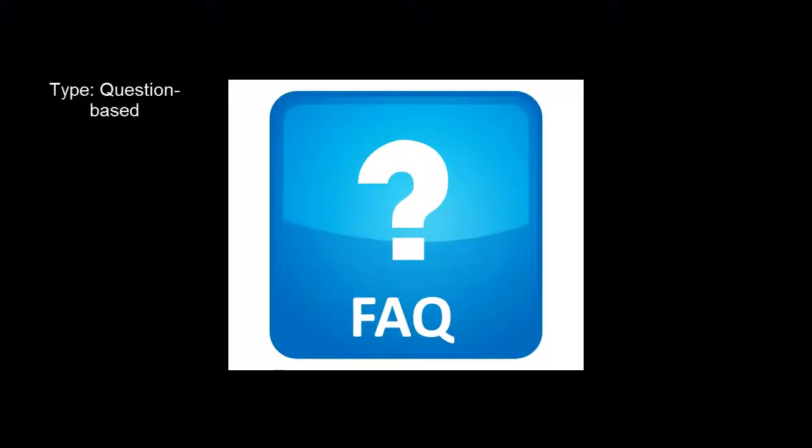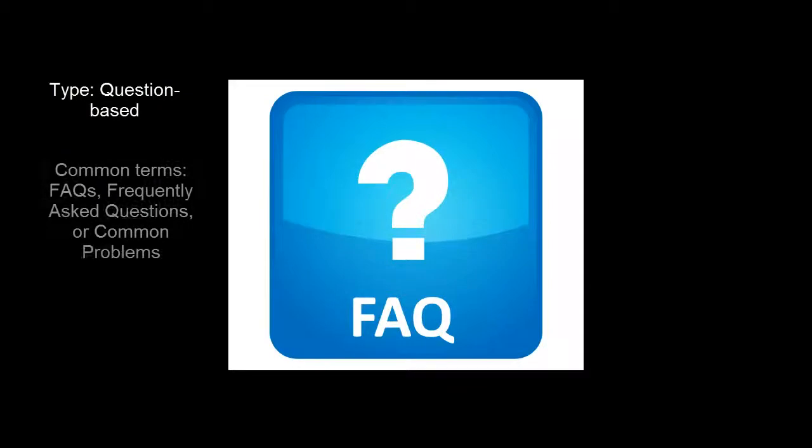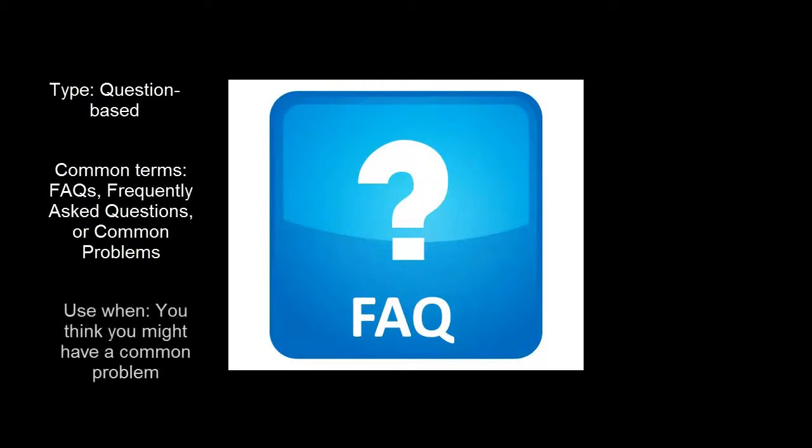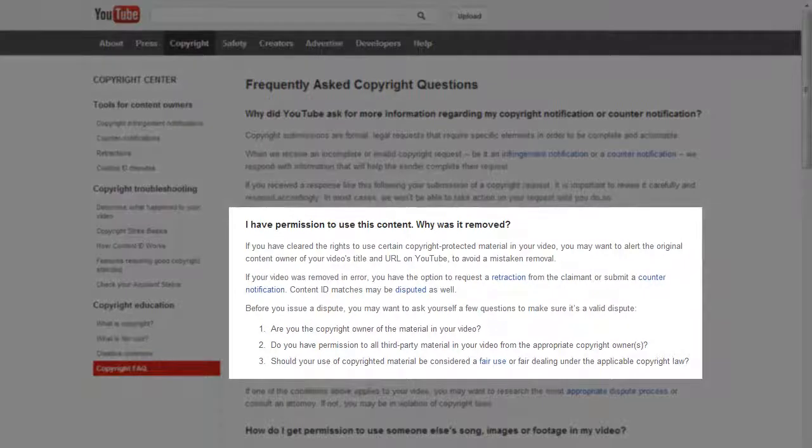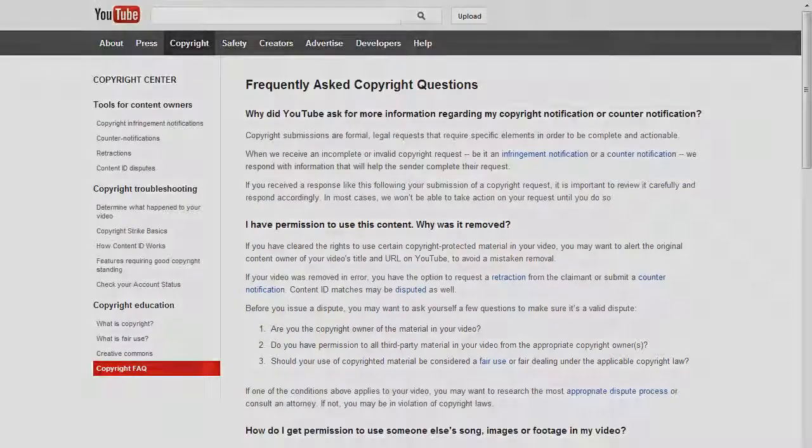FAQ stands for Frequently Asked Questions, and means just that, a list of questions frequently asked by users of a product or service. Often, organizations will research which questions they get most often over time, and then answer them in a list. Use an FAQ if you think you might have a common question or don't see an answer to your question anywhere else. If you want to know why YouTube removed your video, you could look to see if they have answered this type of question in their FAQ page.